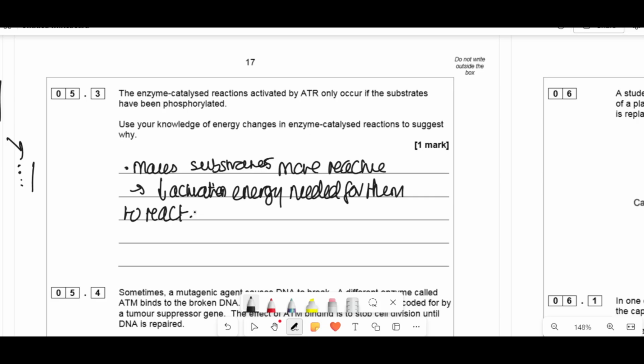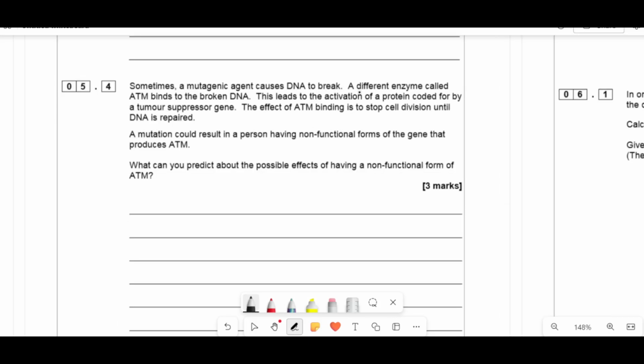That's how it works. Sometimes a mutagenic agent causes DNA to break. A different enzyme called ATM binds to broken DNA. This leads to the activation of a protein coded for by a tumor suppressor gene. So the effect of ATM binding is to stop all cell division until this DNA is repaired.